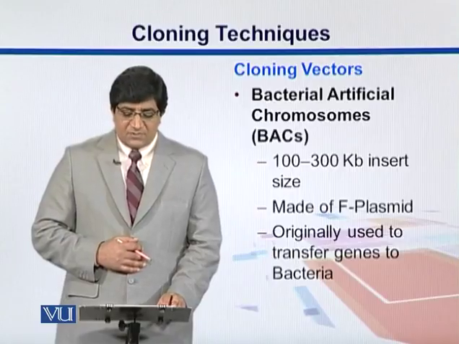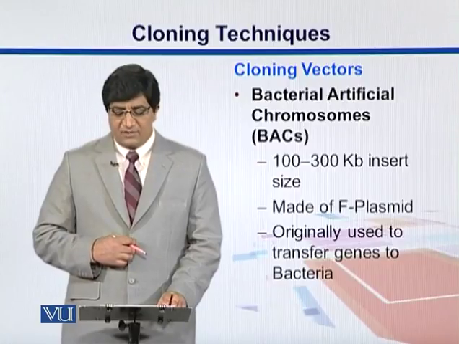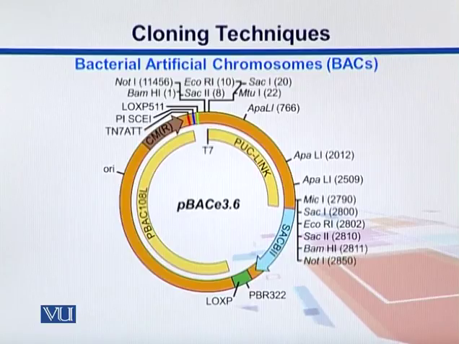Bacterial artificial chromosomes can take 100 to 300 kb insert size, are made up of F plasmids, and originally were used to transfer bacterial genes. Here is an example of a bacterial artificial chromosome, or BAC. We can see different restriction sites there. For example, we see this EcoRI site. We see BamHI. We also see the origin of replication, where in bacteria the replication starts, so this is an important region. We can also see the antibiotic selection genes, which help in screening.